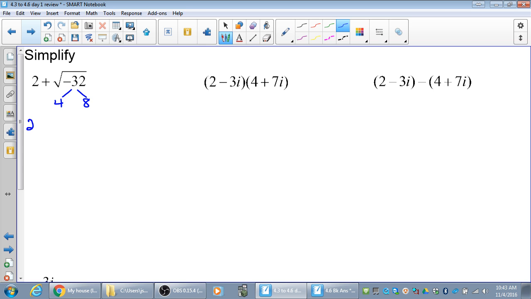Let's go 2 plus. Square root of 4 is 2. It's negative, so i. And we have square root of 8 in there. Now, if you leave it as square root of 8, that's not complete. You're not done, because there's another 4 in there. That's why we can take 16 out at the beginning, because you can take 4 out twice. 2 plus 4i square root of 2.